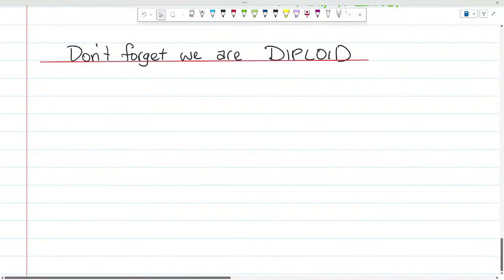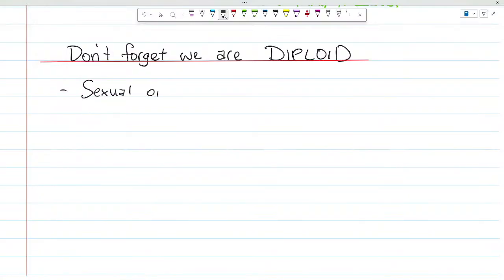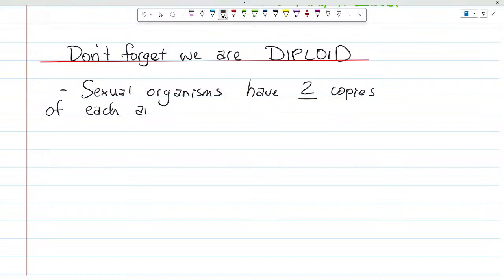So anyway, don't forget that we're diploid. What does that mean? Two. Di means 2. Yeah, very good. So, sexual organisms have 2 copies of each and every gene.